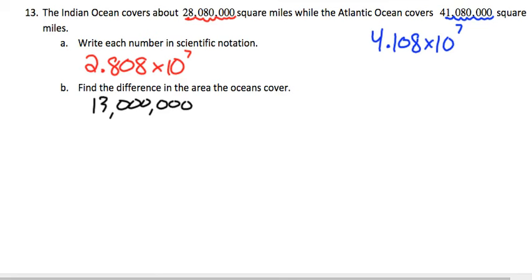And in scientific notation, what would that be? Well, put your decimal place after the first significant digit. You'd have to move it 1, 2, 3, 4, 5, 6, 7. So in scientific notation, that is what the difference looks like.